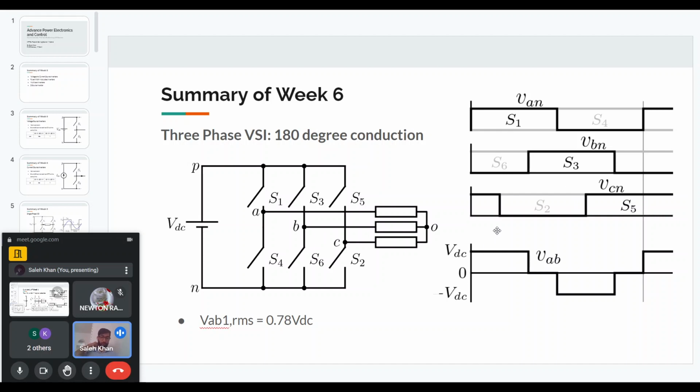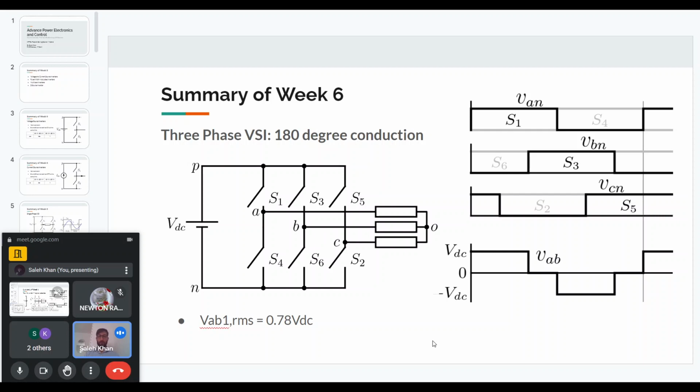Then we can find the line voltage between the three lines. I have shown VAB here, and we can find VAB by subtracting VBN from VAN. You see that for the first 120 degrees, we will get VDC at the output, and then we will get 0 at the output because VAN and VBN are both positive VDC, and then we will get negative voltage. So the output will look like a quasi square wave, and if you find the RMS of the fundamental of this waveform, you will get 0.78 VDC.